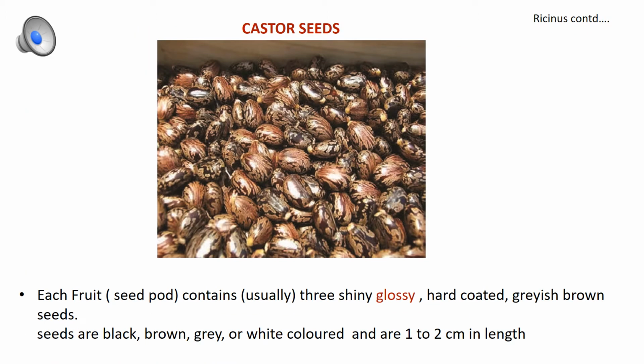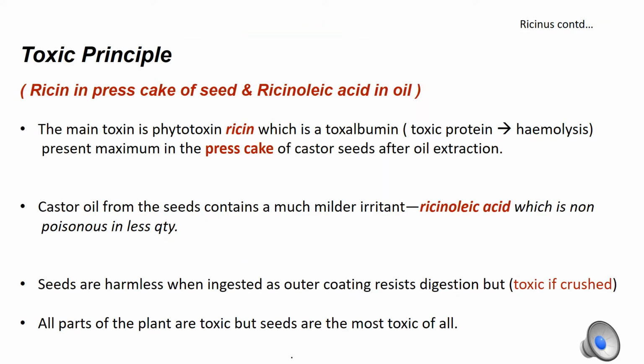So these are the seeds which are inside the plant. They are usually glossy, elliptical in shape and shiny, usually 1 to 2 centimeters in length. The main thing you have to learn about Ricinus is that when you extract the oil out of this seed, the leftover of the seed is more poisonous than the oil.